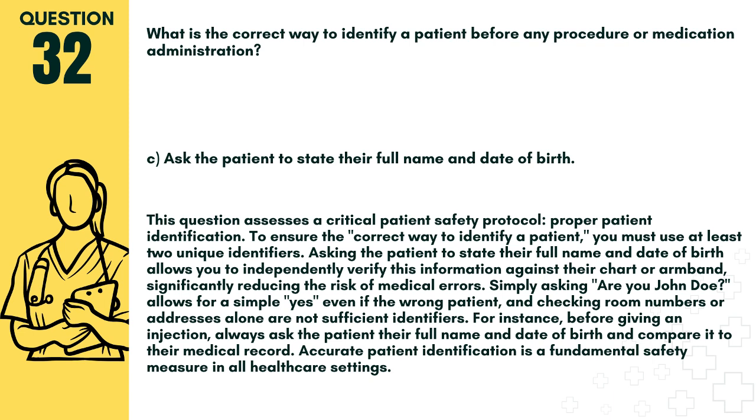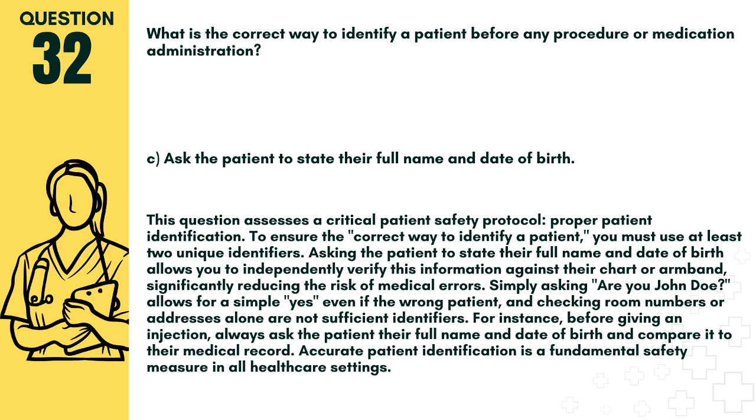Answer: C. Ask the patient to state their full name and date of birth. This question assesses a critical patient safety protocol, proper patient identification. To ensure the correct way to identify a patient, you must use at least 2 unique identifiers. Asking the patient to state their full name and date of birth allows you to independently verify this information against their chart or armband, significantly reducing the risk of medical errors.